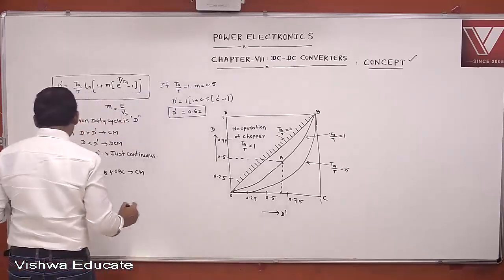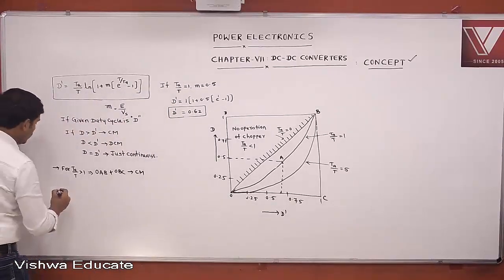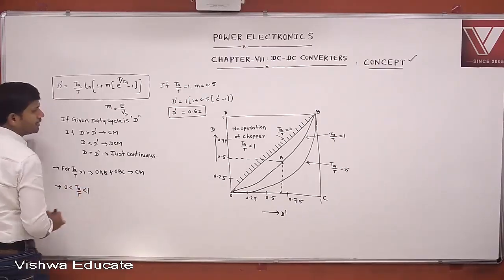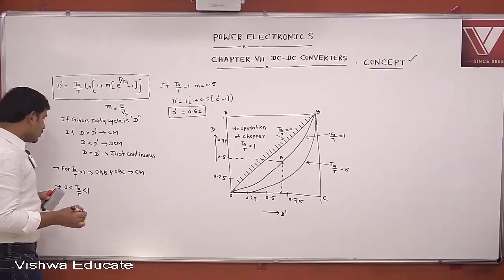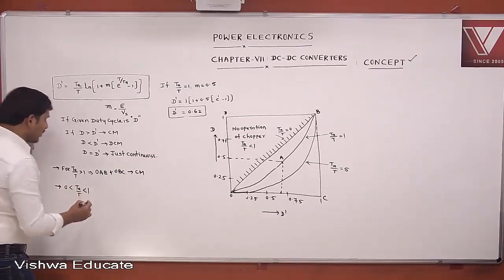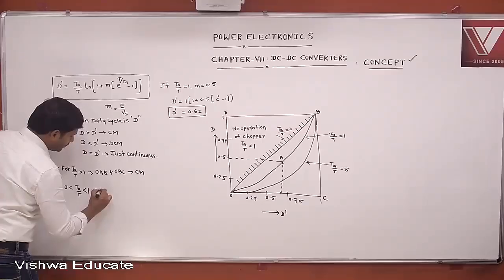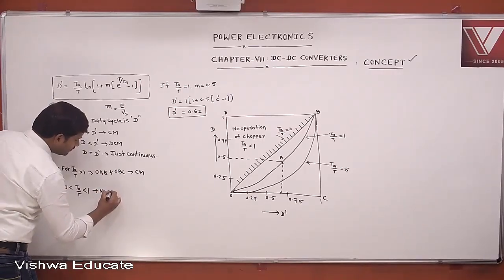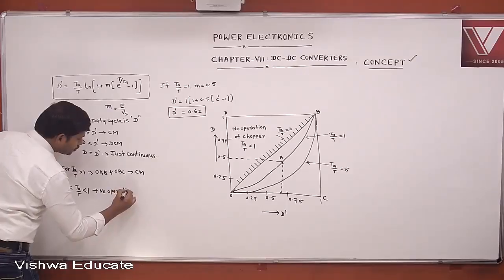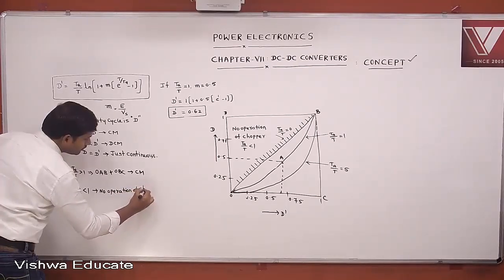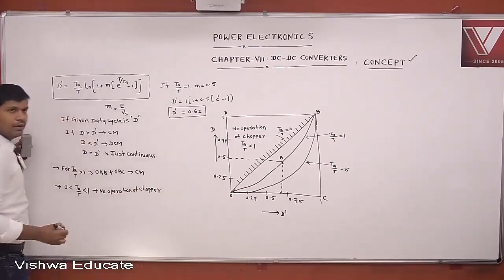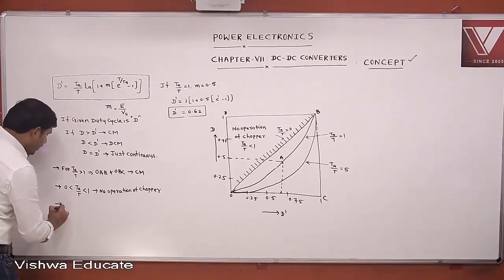That means for 0 less than TA by T less than 1, there is no operation. Less than 1 is not possible, so there is no operation of the chopper. Then one more point to remember.